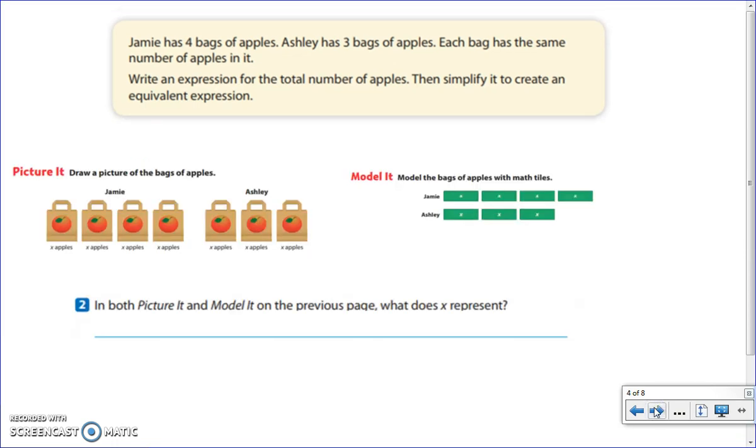So it says in both picture and model it on the previous page, what does x represent? Well, x actually represents the number of, it's written here for us in this one, the number of apples, the unknown number of apples. Although it's unknown, we can use x for every single bag because it's the same unknown number each time, and that's indicated by the same number of apples in it. I mean, we know that each bag has the same number.